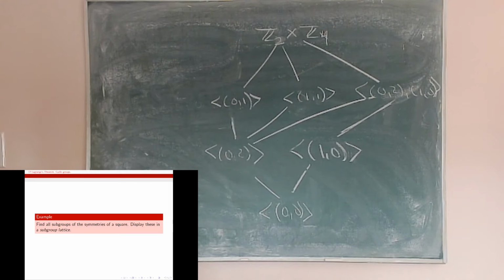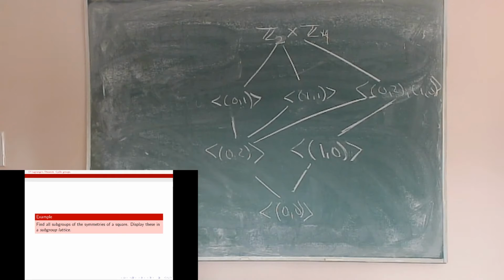This is called, I think I called it a sublattice on accident. It's just a lattice of the groups of subgroups. So the lattice of the groups of subgroups would pictorially look like that.